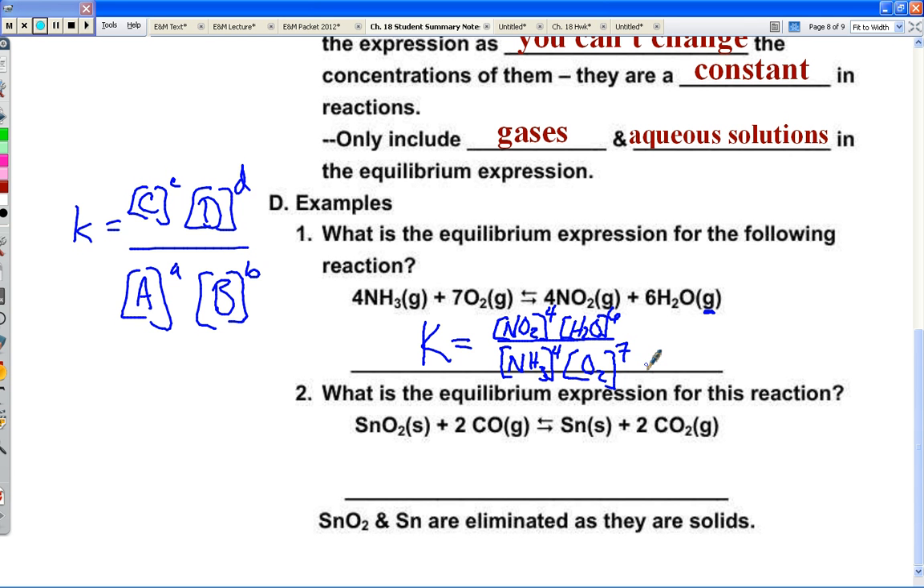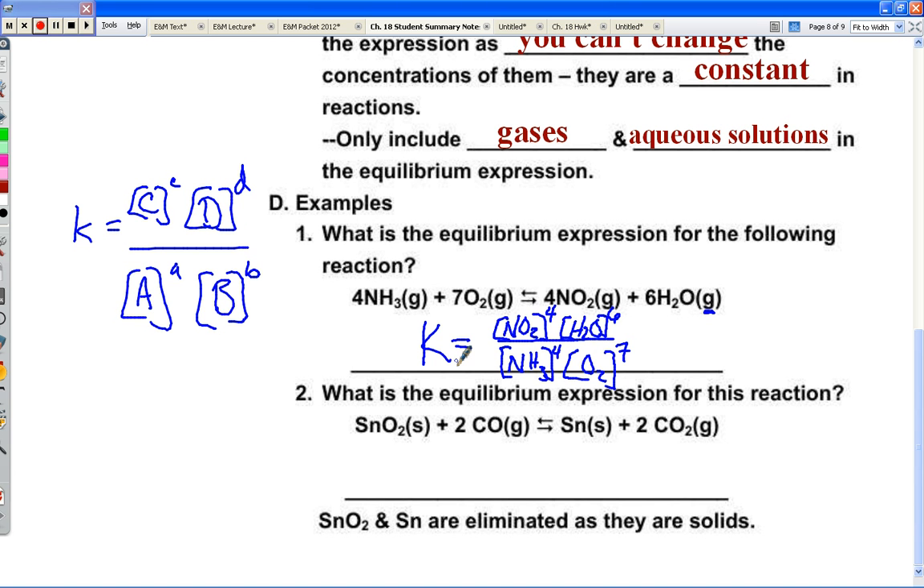We could take the experimental concentrations of all four of these things and plug them in there, and that is going to give us what this K value would be. You may get one of those in your homework, but you're not going to be expected to evaluate what a K is yet.